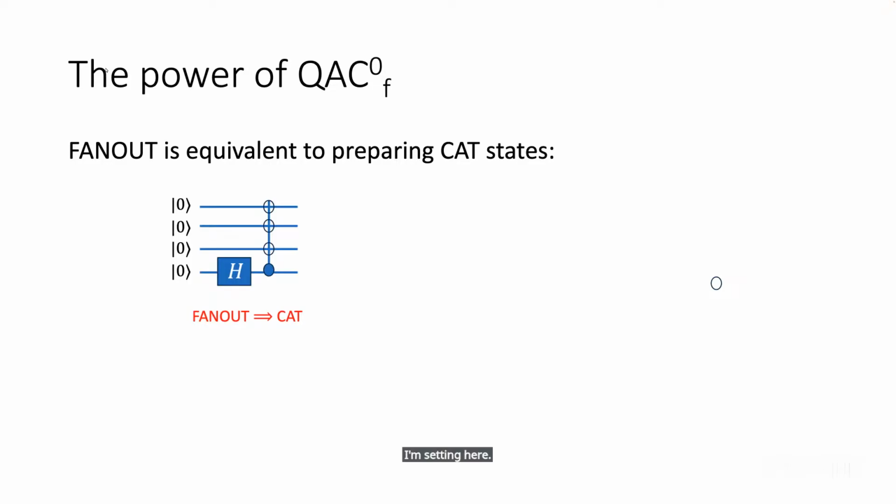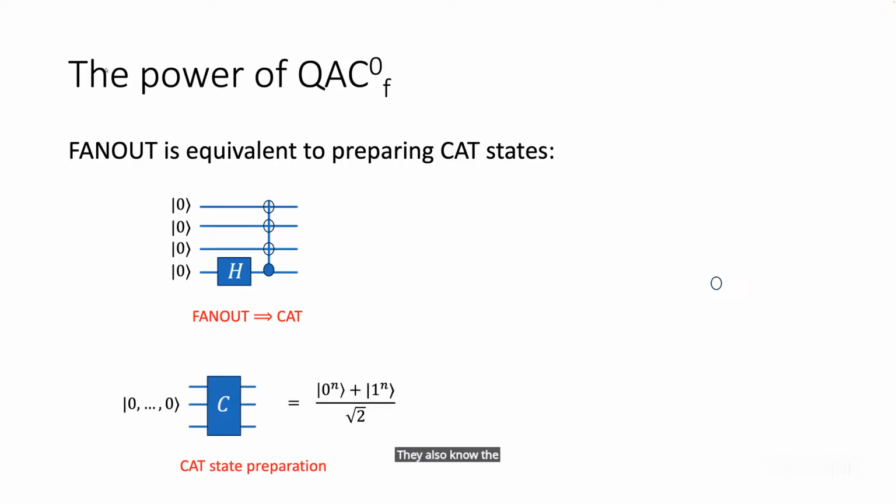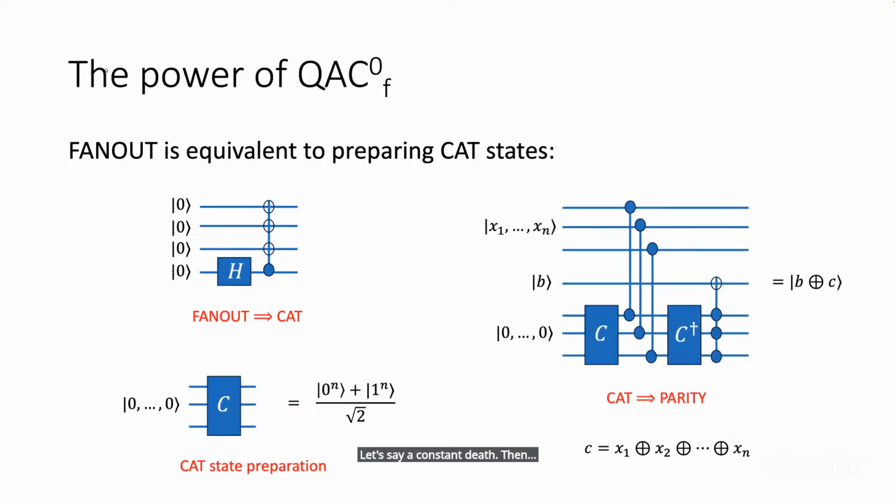What else do we know? We know that the fan-out gate is equivalent to preparing these cat states, right? Globally entangled, globally correlated states. It's a very simple circuit. Hadamard puts this qubit in superposition, and then you just spread that superposition to all other qubits. We also know the reverse. If you're able to prepare the cat state, let's say in constant depth, then you can actually compute the parity function in constant depth.